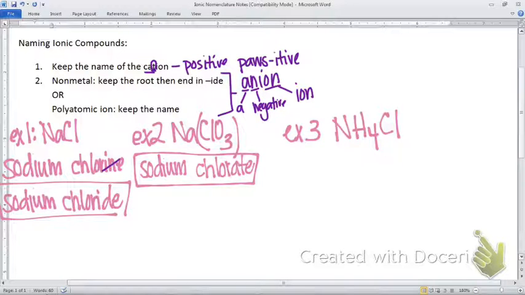Let's move on to our last example. NH4Cl. Again, there are too many elements here. One of these has to be a polyatomic ion. NH4 is the polyatomic ion here, and NH4 is the cation. It's actually in your first column of your polyatomic ion chart. NH4 is called ammonium.